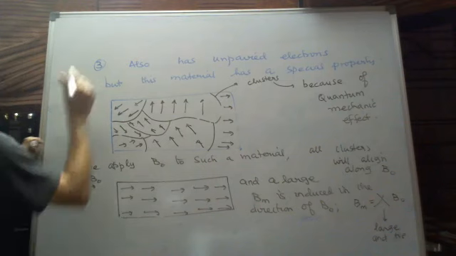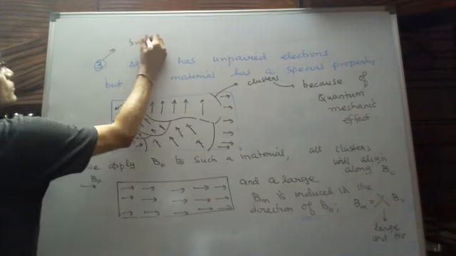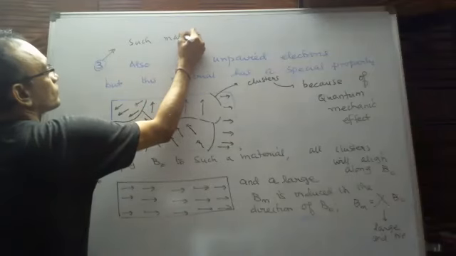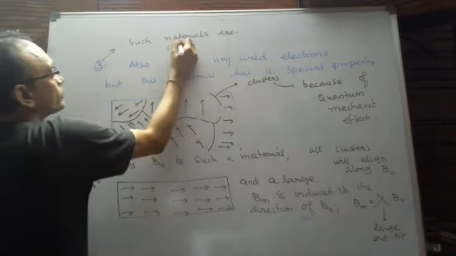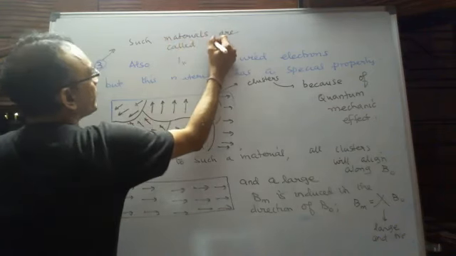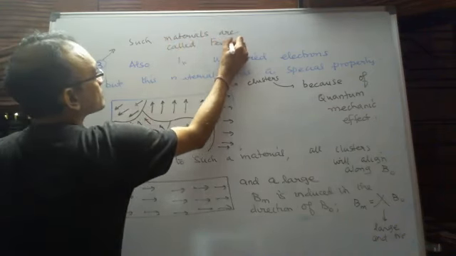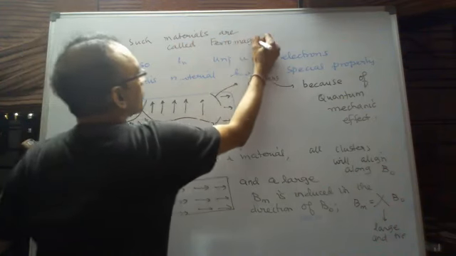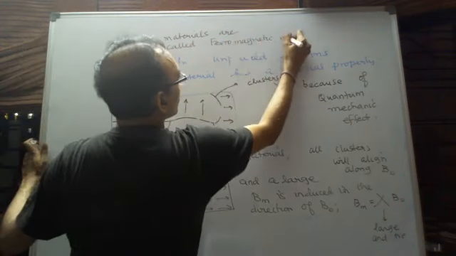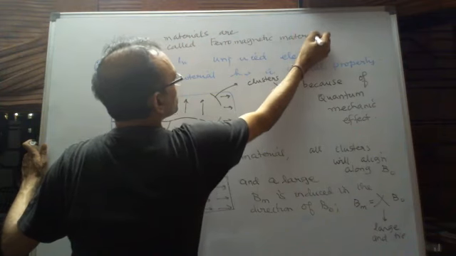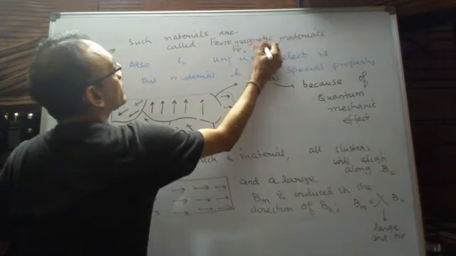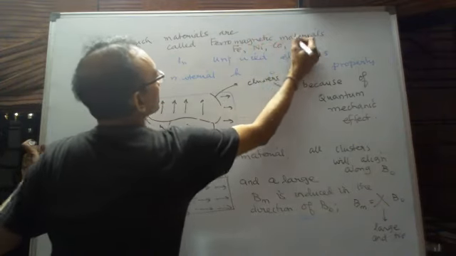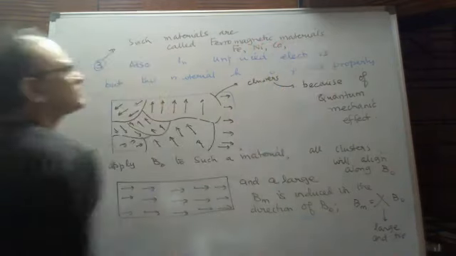And such materials are called ferromagnetic materials. Of course, iron है, nickel है, cobalt है, और भी है.